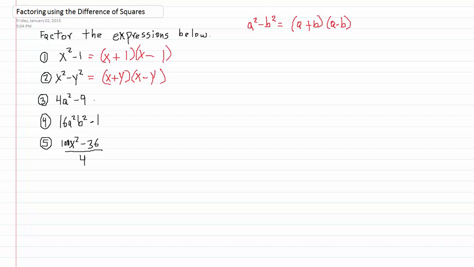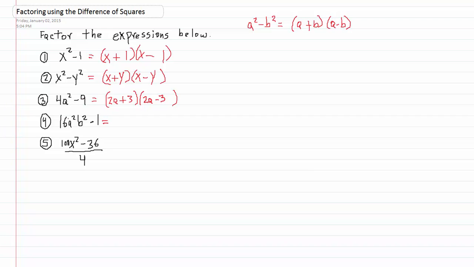Now, we might have more challenging expressions. So in this case, we have 4a squared minus 9. Well, we would do the exact same thing. We take the square root of the first term. That would be 2a, right? Because 2a times 2a is 4a squared. Then we take the square root of the second term, which is just 3. So plus 3. And then I write 2a minus 3 to complete the factorization of 4a squared minus 9.